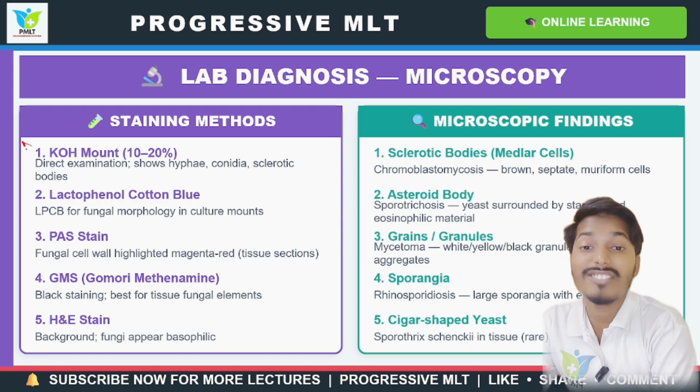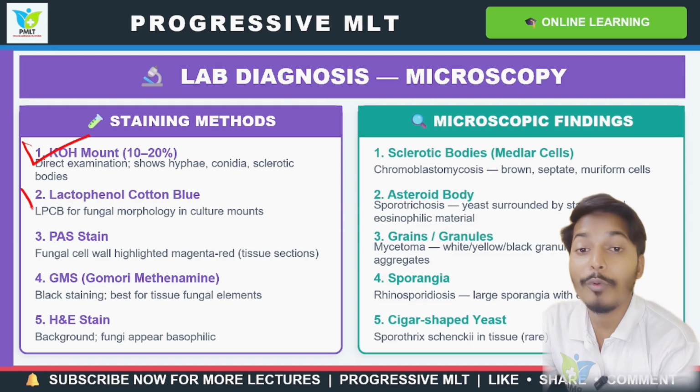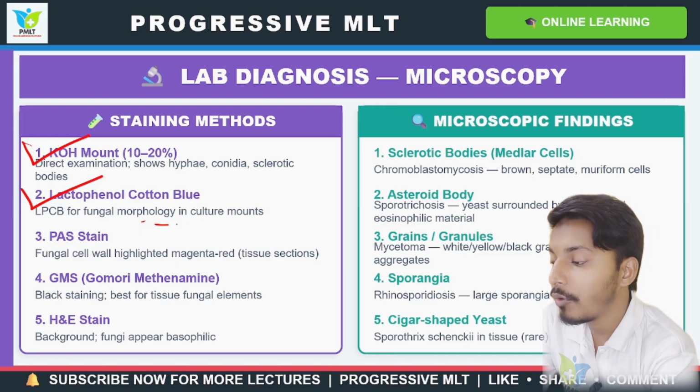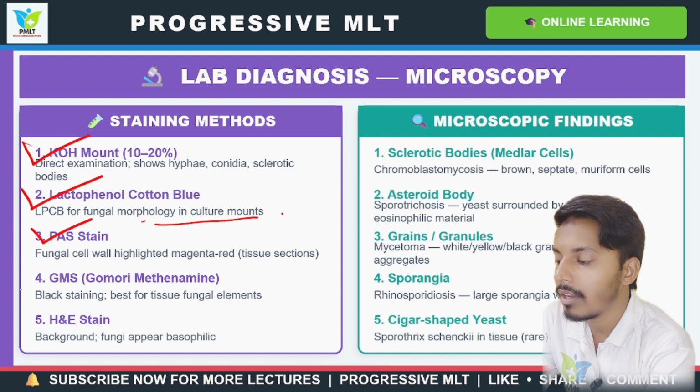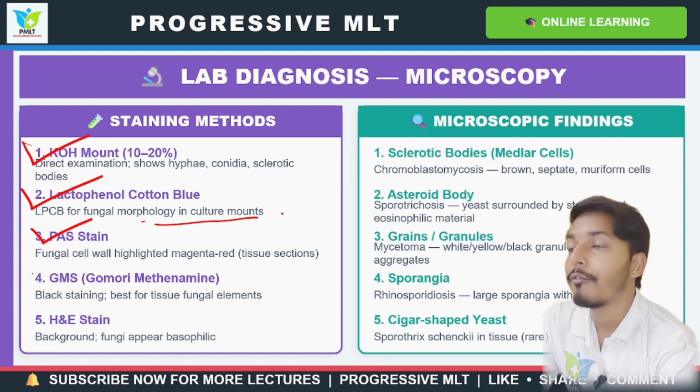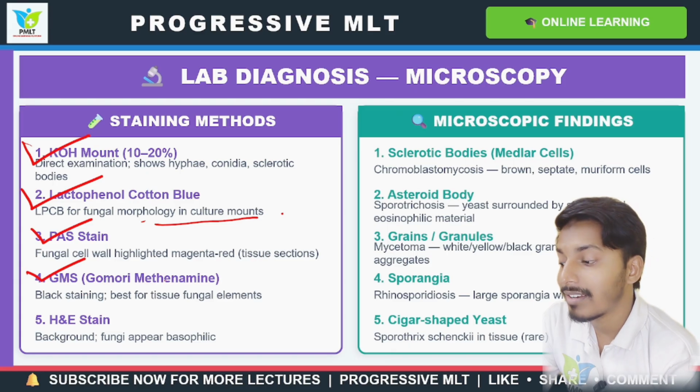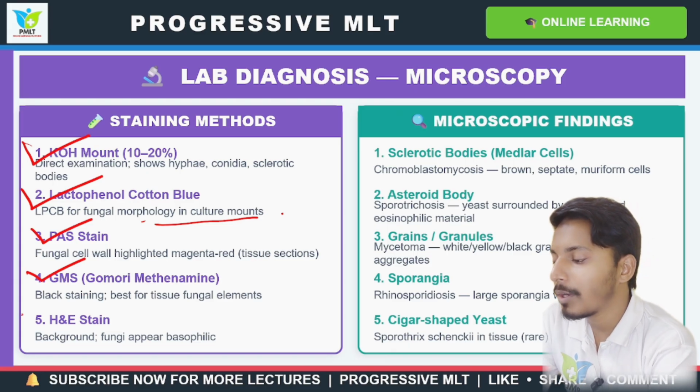Now we are coming to the staining. Here is a rare staining. You have to do the KOH mount. You may do lactophenol cotton blue for morphology of the culture mounts. But you may do the fast stain for the biopsy related specimen. After that, you may do Gomori methenamine silver, and after that H&E.